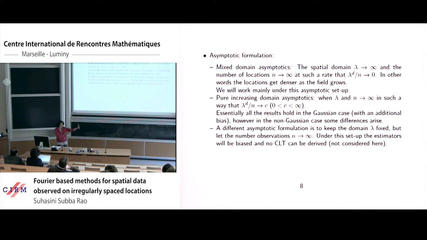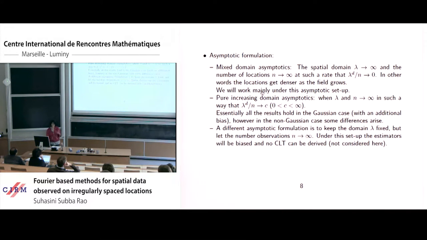There is, of course, pure increasing domain asymptotics, where lambda, the size of the random field, and n also go to infinity, but the ratio between the two goes to some fixed constant, which basically means you're not assuming denser and denser sampling. Though we're going to focus on the mixed domain, all the results I tell you in the Gaussian case hold between the two. Pretty much all the expressions hold except for one extra bias. Everything is the same, but some intriguing things happen. If we relax the assumption to the non-Gaussian case, then you get rather stark differences between these two asymptotics, which is unpleasant in some sense.